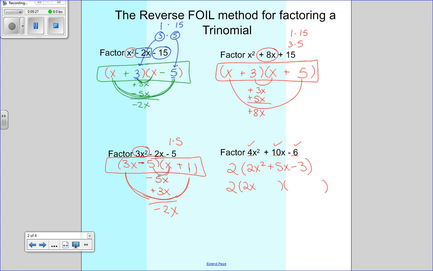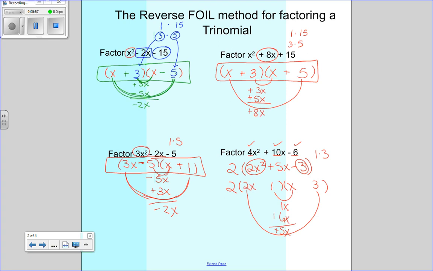This will be 2x times x to give me 2x squared. Then, what are the ways to get a 3? 1 times 3. So I'll put a 1 here and a 3 here. Now, let's look at this. 1 times x is 1x. 3 times 2x is 6x. If we put these together, there is a way to get a plus 5x.